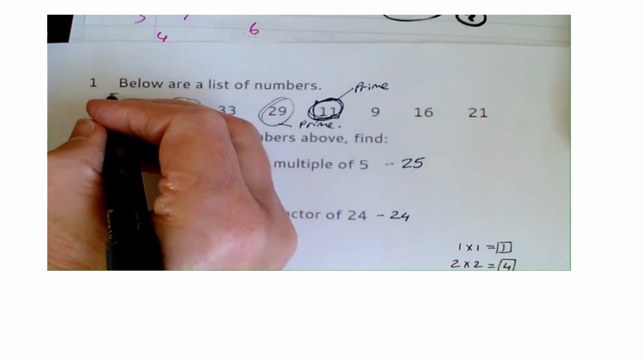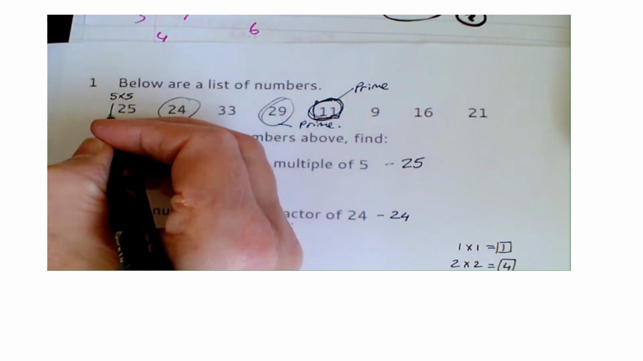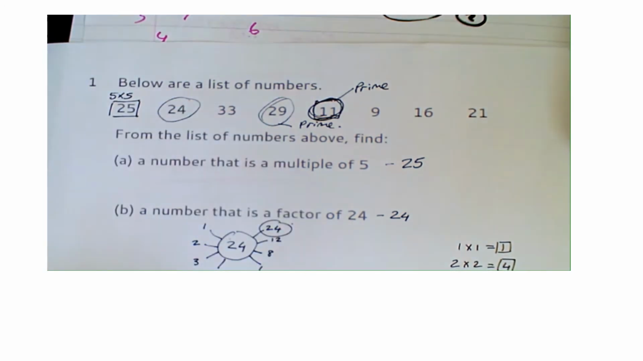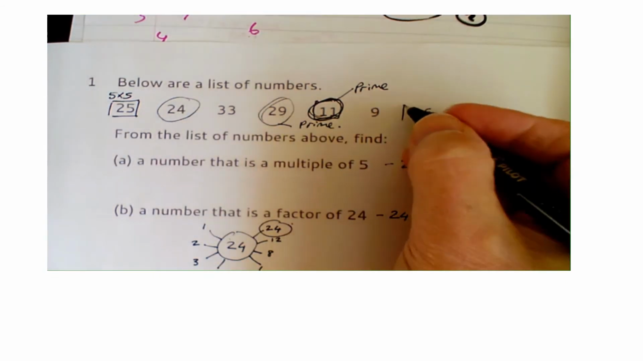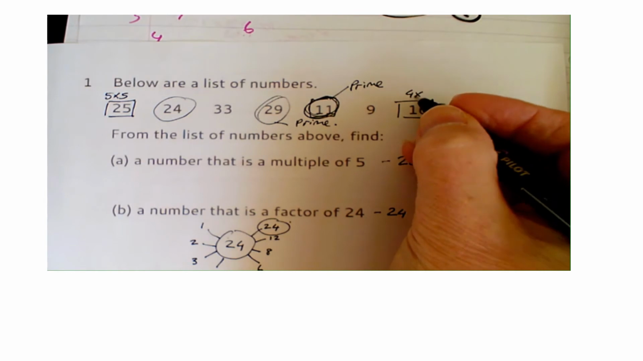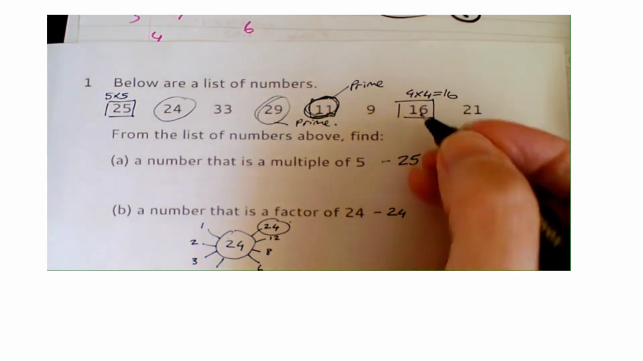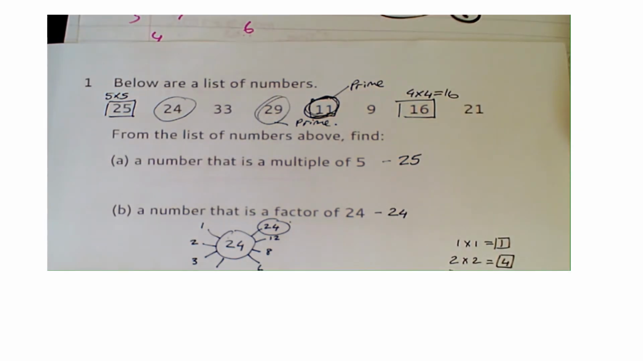Well, I know that 5 times 5 is 25. So that's a square number. And then looking down the list, I get to 16. And 4 times 4 is 16. So 16 is a square number.